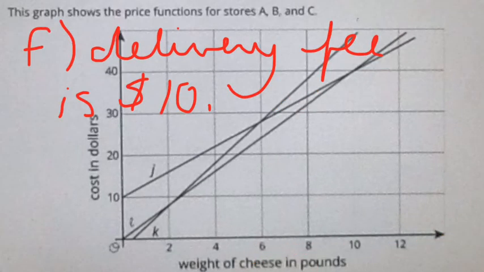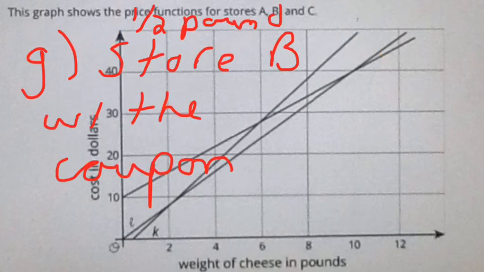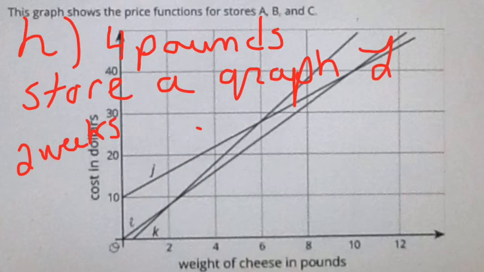And then what's the delivery fee? The delivery fee is $10, because at 0 pounds of cheese you have to pay $10 for the delivery fee. And then if you're going to buy half a pound of cheese, which store should you use? Well, you should use the one with the coupon right here, because you're going to pay less money for that. And then H, if you're going to buy 4 pounds of cheese and you don't need it for 2 weeks, which should you use?